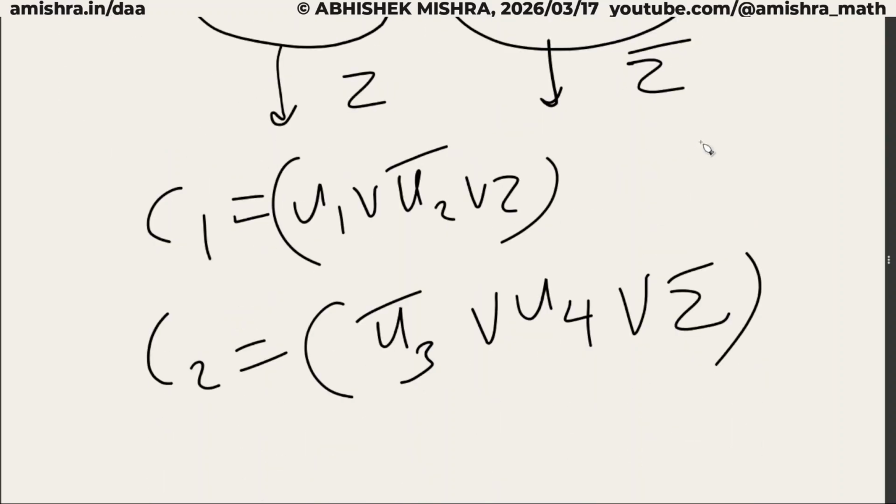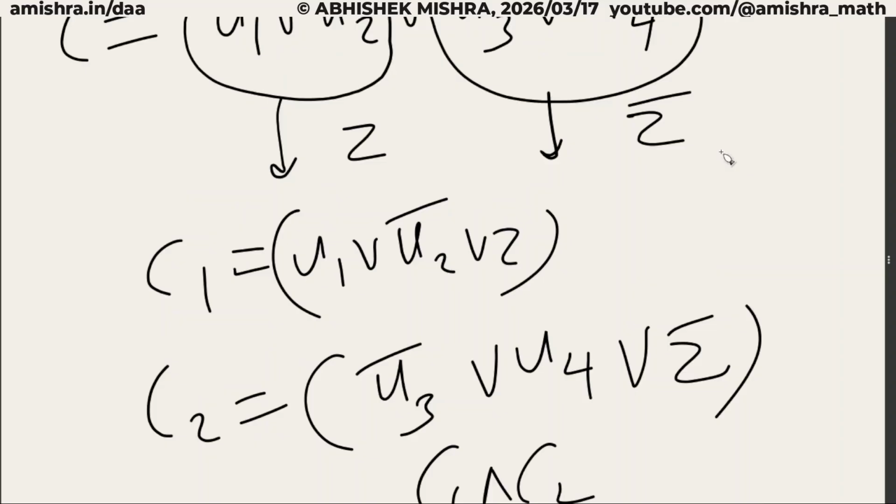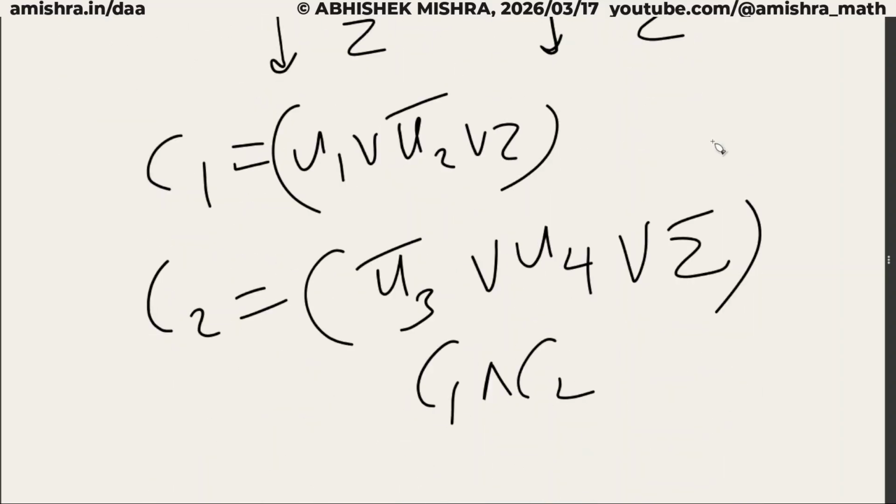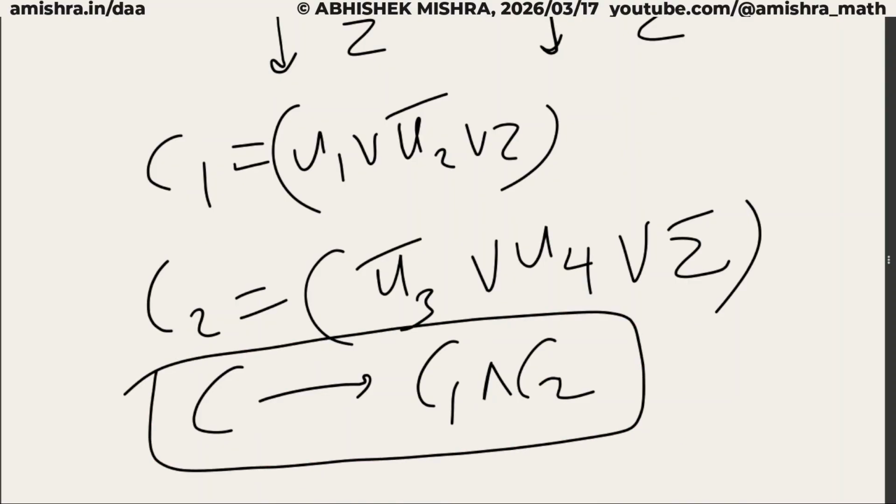So this way we make the clause and take the AND, C1 and C2. So C is converted into C1 and C2. We break the clause in two halves, append a new variable, first with the variable, second with the complement of the variable, and take the AND. So C is replaced by C1 and C2.